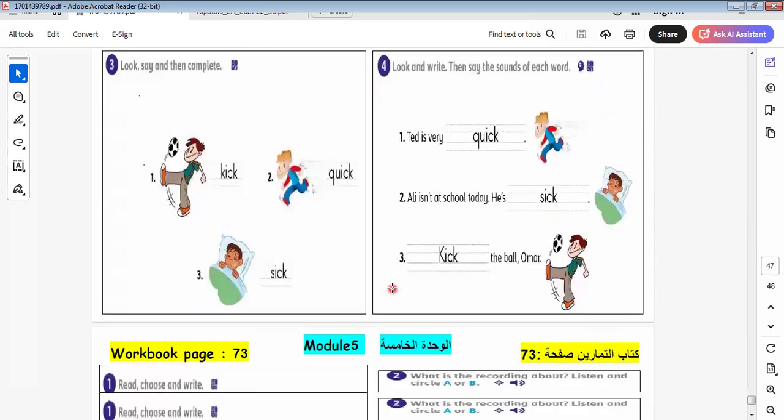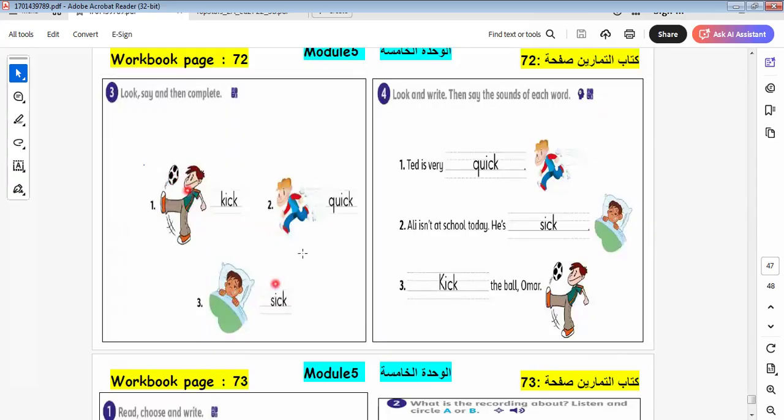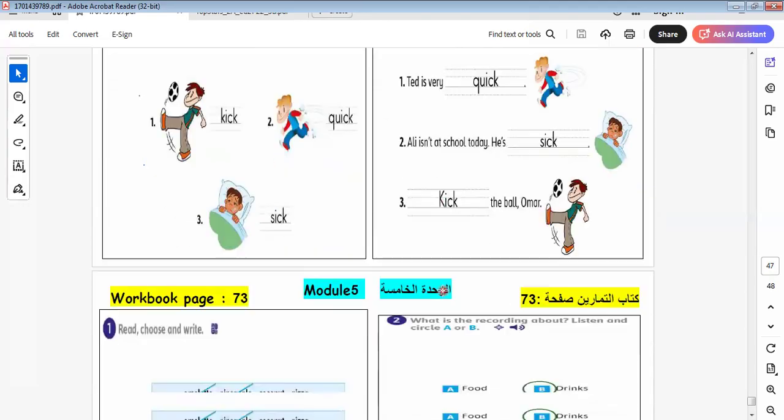Let's go to another one here. It will be kick the ball. Kick, quick, sick. This is the pronunciation of what? C-K. Kick, quick, sick. Repeat after me. Kick, quick, and sick. Ted is very quick. Ali isn't at school. He is sick. Omar kicks the ball.